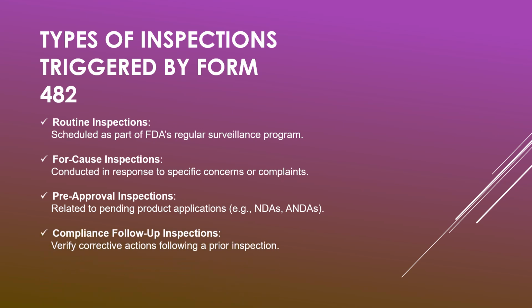Next one is the compliance follow-up inspection. This is to verify the corrective actions following a prior inspection. For example, if FDA has already inspected your facilities and provided some observations, and you have fulfilled or complied with the observations, then against that compliance they can visit and inspect your facilities, right? So it is conducted for routine surveillance, pre-approval inspection, follow-up inspection, and for cause inspection after complaints or quality issues, right? Before beginning any inspection, FDA investigators normally issue the Form 482.